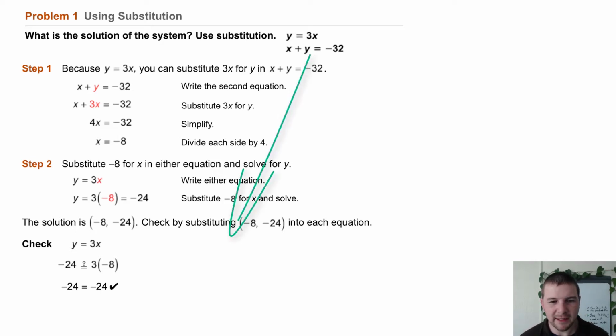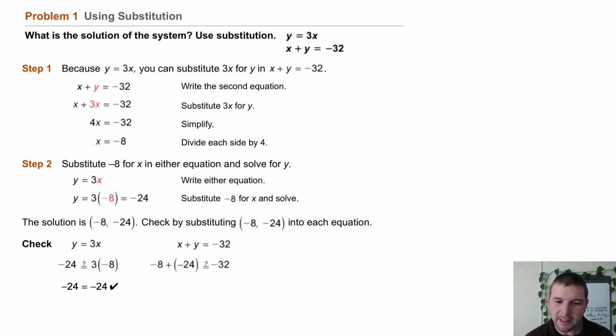We should also check in the second equation. So x plus y equals negative 32. Is it true that negative 8 plus negative 24 equals negative 32? Sure enough, negative 32 equals negative 32. So we can confidently state that the solution to this system is negative 8, negative 24.